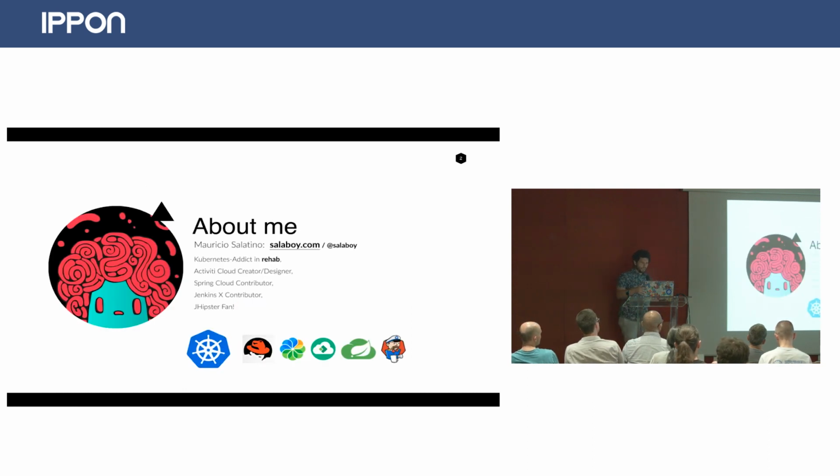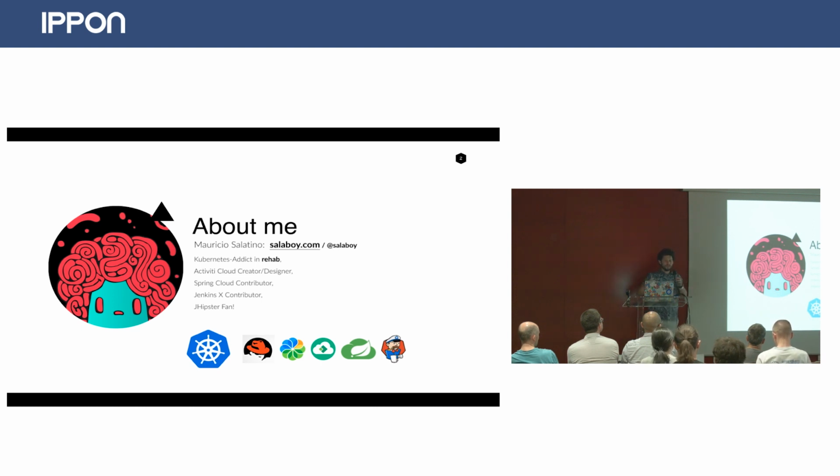So a little bit about me. I'm Mauricio Salatino, also known as Salaboy. I'm a Kubernetes addict in rehab. I'm currently unemployed because I took my addiction too seriously. And I spend too much time creating clusters, deleting clusters, deploying services, removing services. I've been working with Kubernetes for the last 4 years.